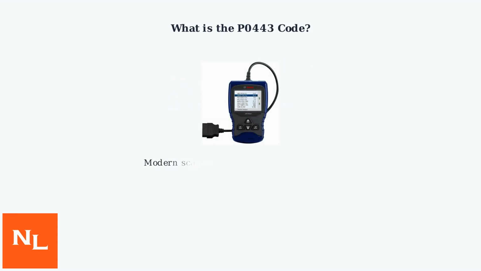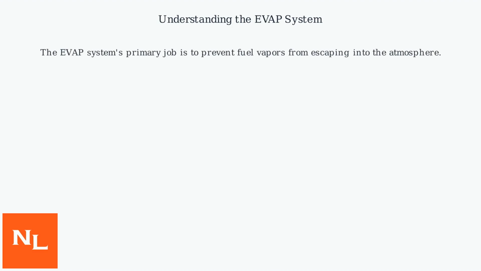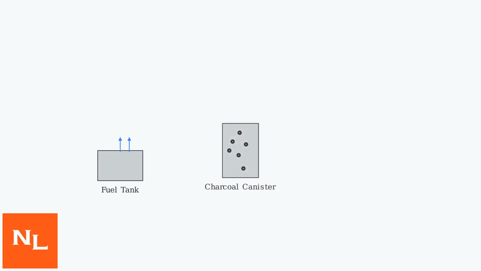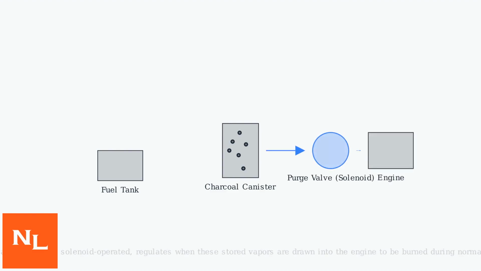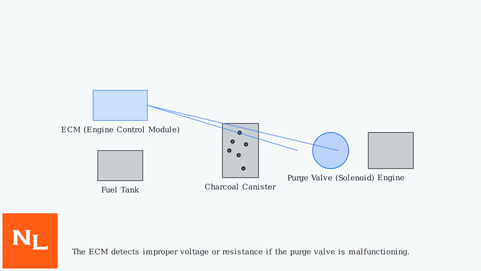Modern scan tools enhance diagnostics with real-time circuit testing and AI-driven pressure simulations to pinpoint faults more accurately. The EVAP system's primary job is to prevent fuel vapors from escaping into the atmosphere. It captures these vapors in a charcoal canister. The purge valve, typically solenoid-operated, regulates when these stored vapors are drawn into the engine to be burned during normal operation. The ECM detects improper voltage or resistance if the purge valve is malfunctioning.